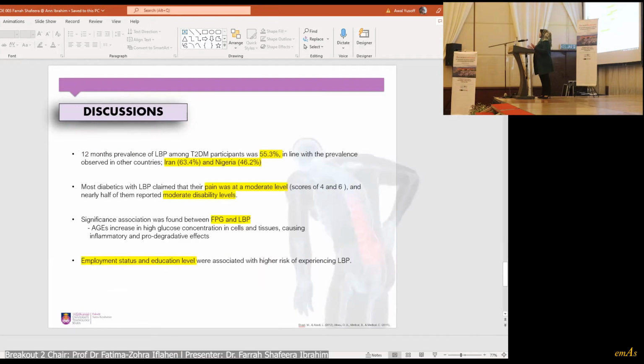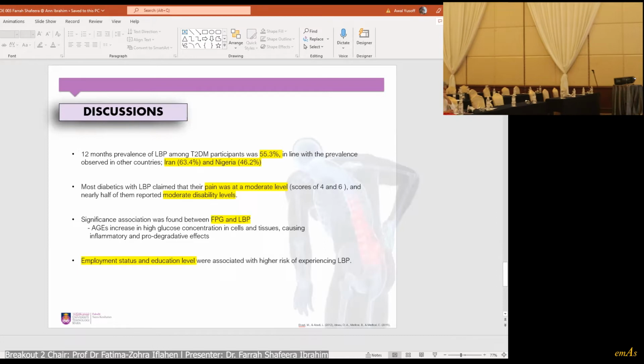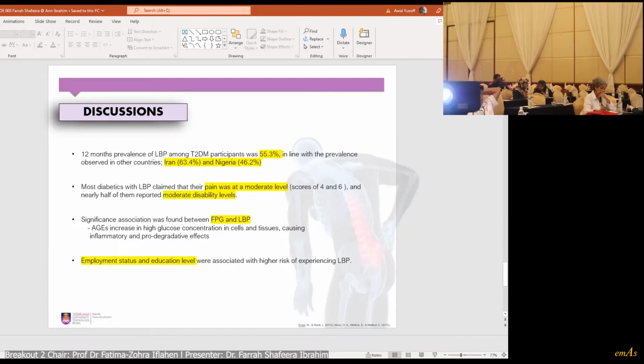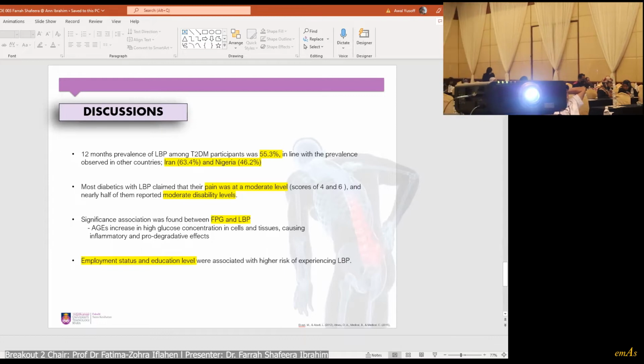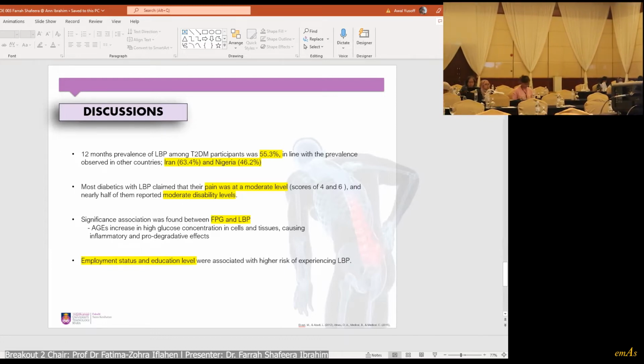Now, what can we say from this study? Based on the 12-month prevalence of low back pain among the type 2 diabetes participants, we can say that the prevalence is quite high, more than half, 55.3%. This is in line with other countries, for example Iran and Nigeria. However, ladies and gentlemen, their pain intensity and disability are at the moderate level. That is a good thing.